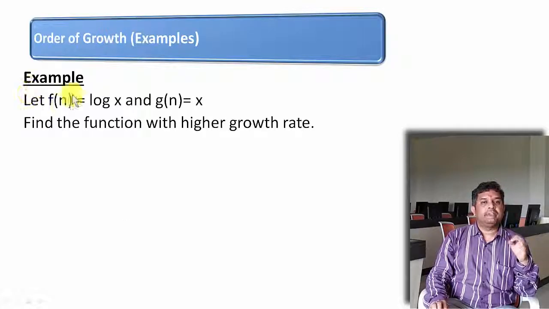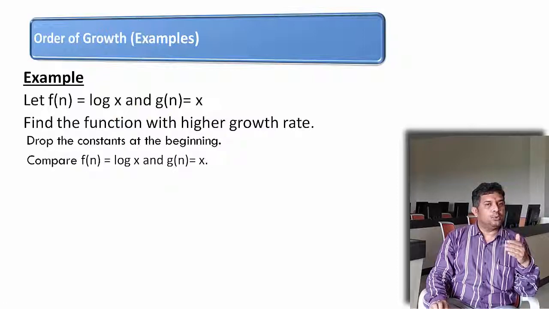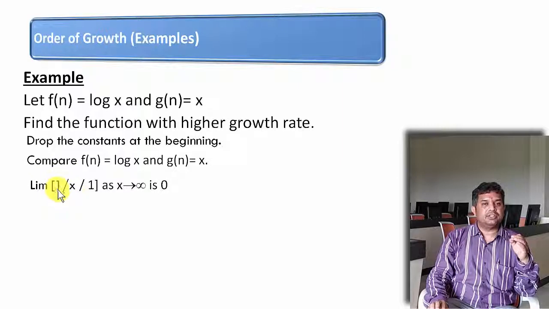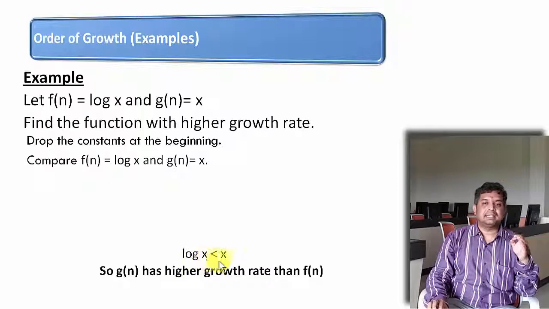One more problem. Fn equal to log x and Gn equal to x. Let us see. There is no constant, so we need not do anything here. We are taking the limit: limit log x by x as x tends to infinity. You can see here it is an infinity by infinity form, so we are applying L'Hospital's rule. The differentiation of log x is 1 by x and the differentiation of x is 1. So the limit of this as x tends to infinity is 0. So log x is less than x. So we can conclude that Gx grows faster than Fx.